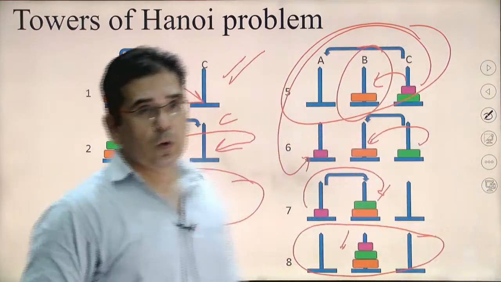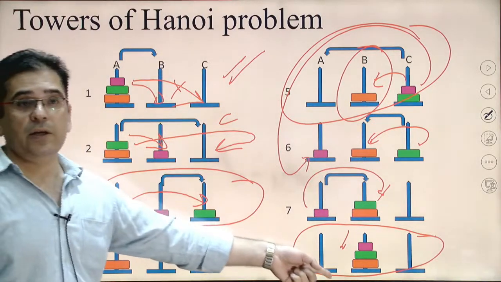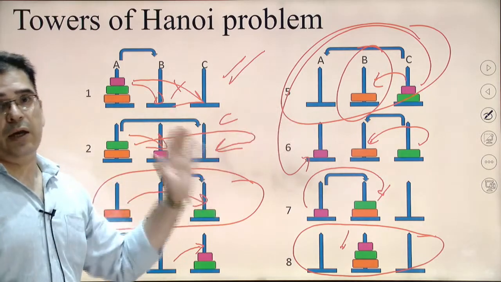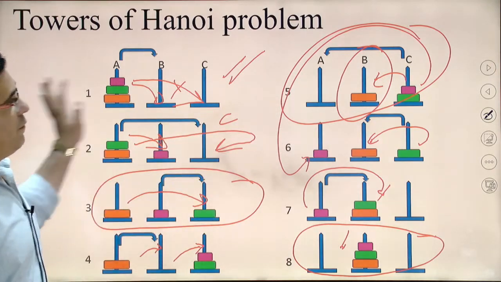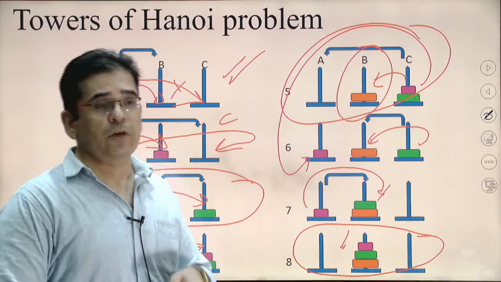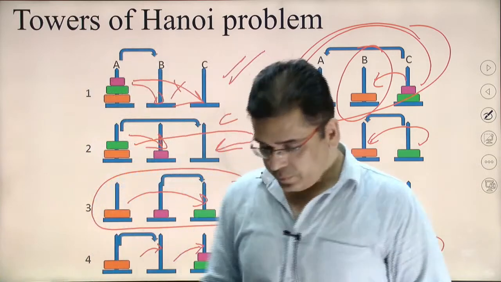So you can have a look at all the steps given here. Step number 1 and step number 8 are the initial and the final condition. Steps 2, 3, 4, 5, 6, 7 are the in-between movements. So this is the Tower of Hanoi problem. Now we will do its recursive program in Python. That is our today's main task.